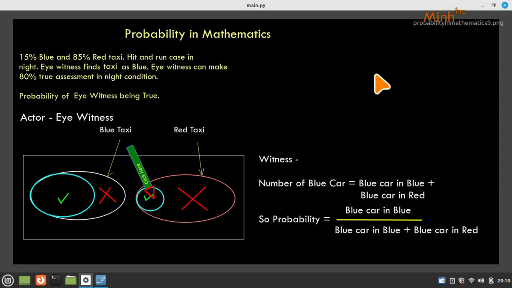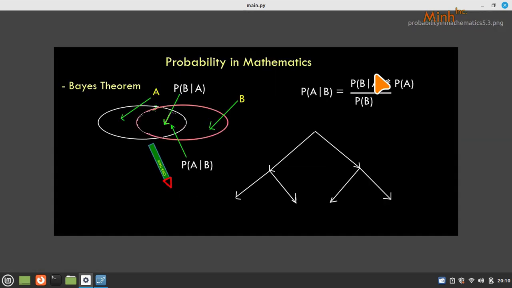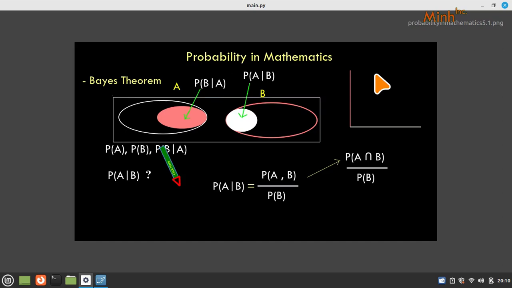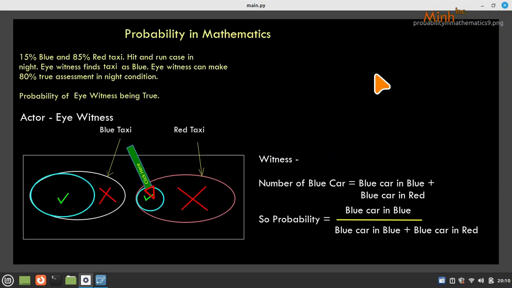So from this diagram, if I see the white color circle or ellipse and the red color circle, the full white color circle is the actual blue taxi and the full red color circle is the actual red taxi. But Mr. Eyewitness, part of it he is saying is a blue taxi, the rest he is just discarding. So those scenarios are not coming into the picture at all.